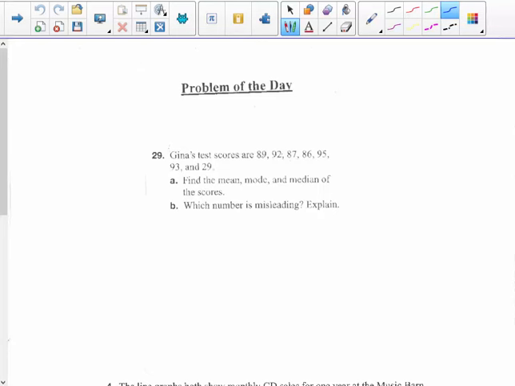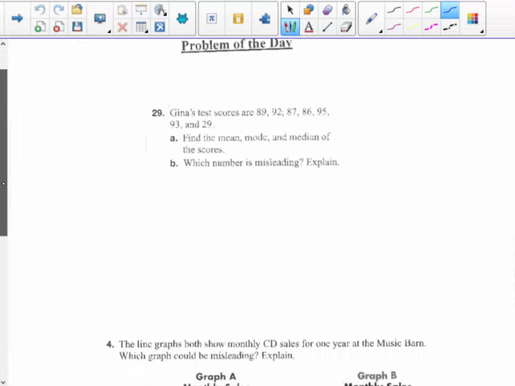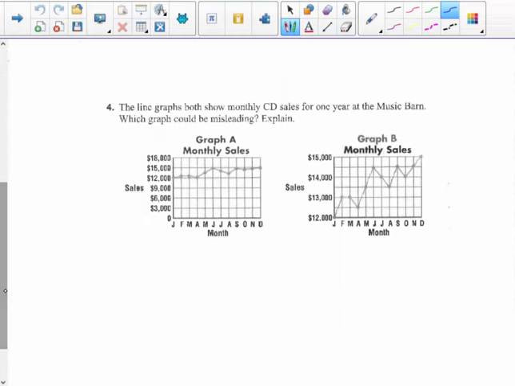Okay, this is video 7, Making Inferences Day 2, and we're on page 14 in your packets. You can see that this is a problem of the day page, so I'm going to let you do this question about mean, median, and mode in comparison about Gina's test scores and which one of these is the best number of central tendency and which number is misleading there, you can see. And then question 4 here talks about why could one of these graphs be misleading? And hint, hint, look at the axes.